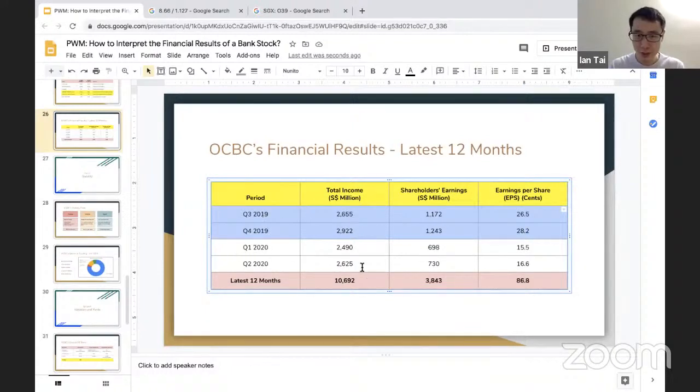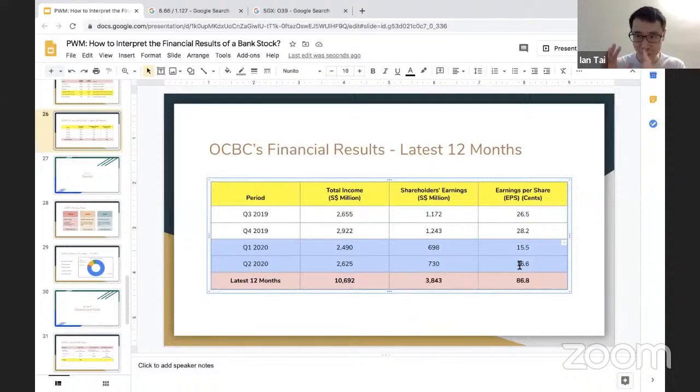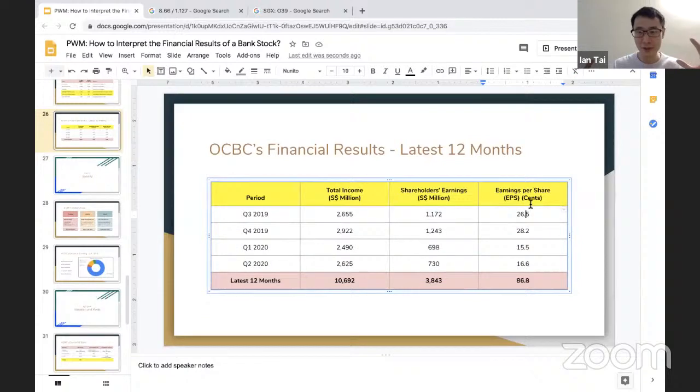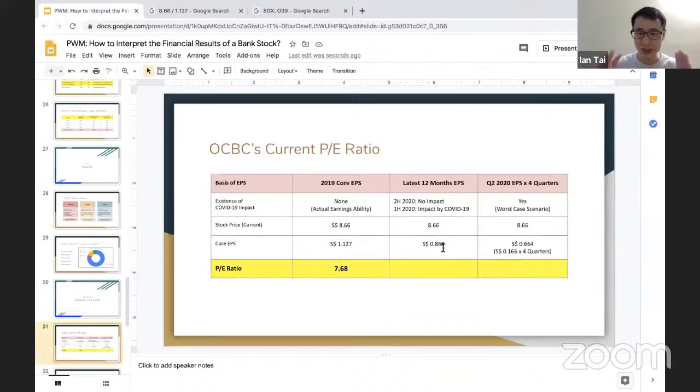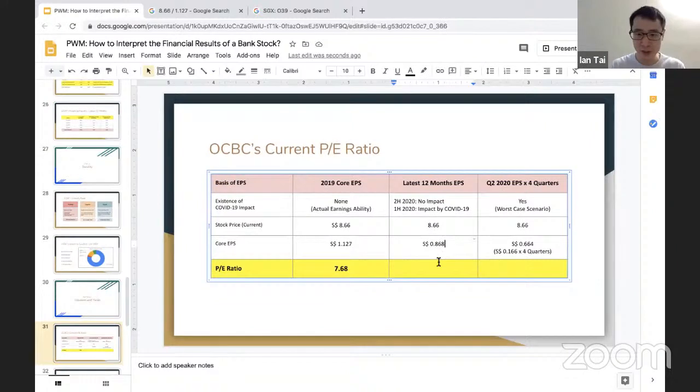Q1 2020 and Q2 2020 is with COVID-19. So the second half of 2019 is without COVID-19, and the first half of 2020 is with COVID-19. Therefore, if you take a mixture of these two, the earnings per share is 86.8 cents. So what is the PE ratio over here?